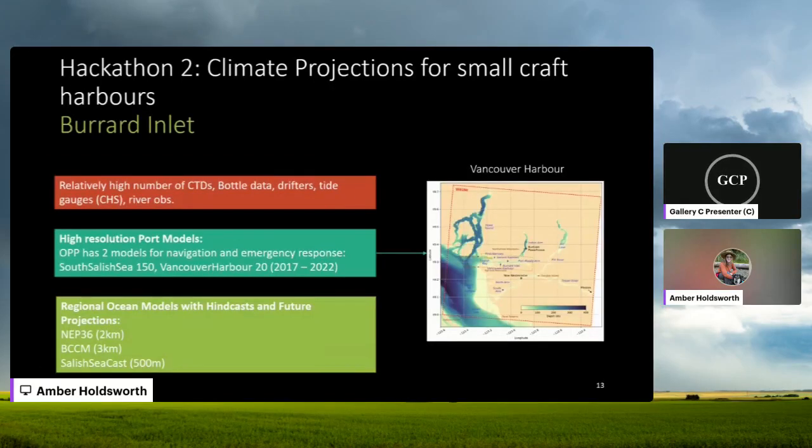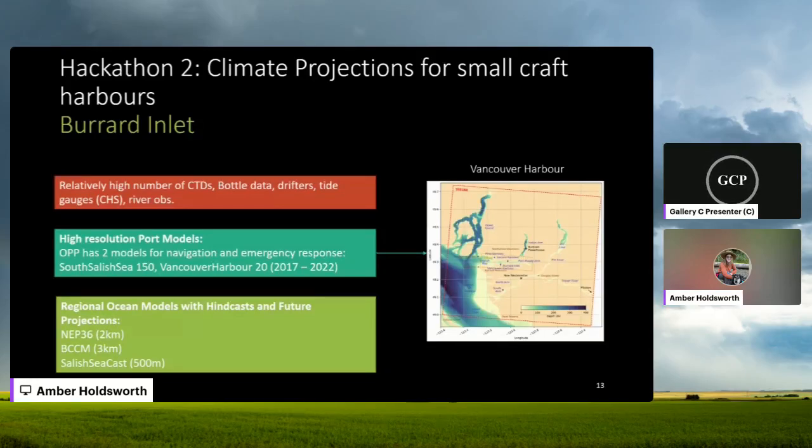Hackathon 2 is about climate projections for small craft harbors. We're focusing on Burrard Inlet, because we have a relatively large amount of data for that inlet. We have a lot of CTDs, throttle data, drifters, tide gauges, and river observations. There are also 2 high-resolution port models that were developed under the Oceans Protection Plan for navigation and emergency response. And that's South Salish C-150 and Vancouver Harbor 20, which you can see in the map on the side.